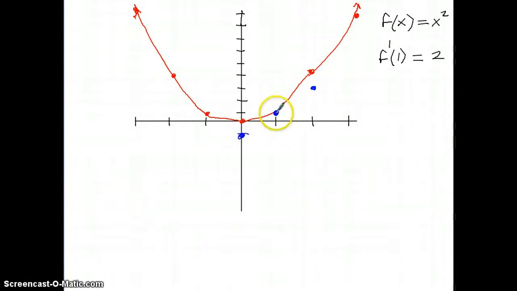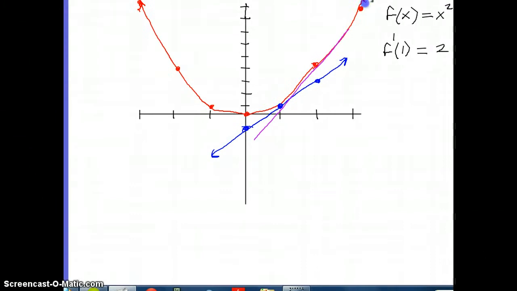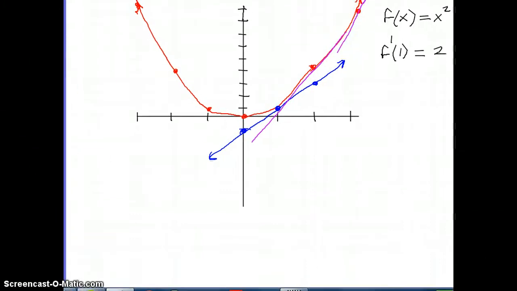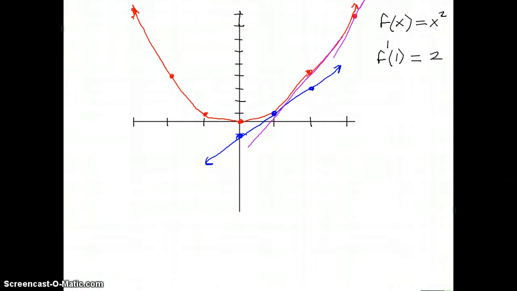So the slope of our tangent line that just grazes our point right at 1 is equal to 2. That means the rate of change right there at 1 is equal to a 2. We can see here that as the x values increase, the rate of change gets steeper and steeper and steeper. The line becomes more and more steep there.